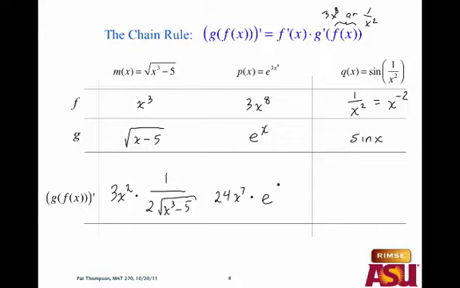E to the what? Not x. With respect to f of x. So it's e to the? 24x to the 7th. No, 3x to the 8th. With respect to f. This is f. Not with respect to x. Not with respect to the rate of change of f. With respect to f.